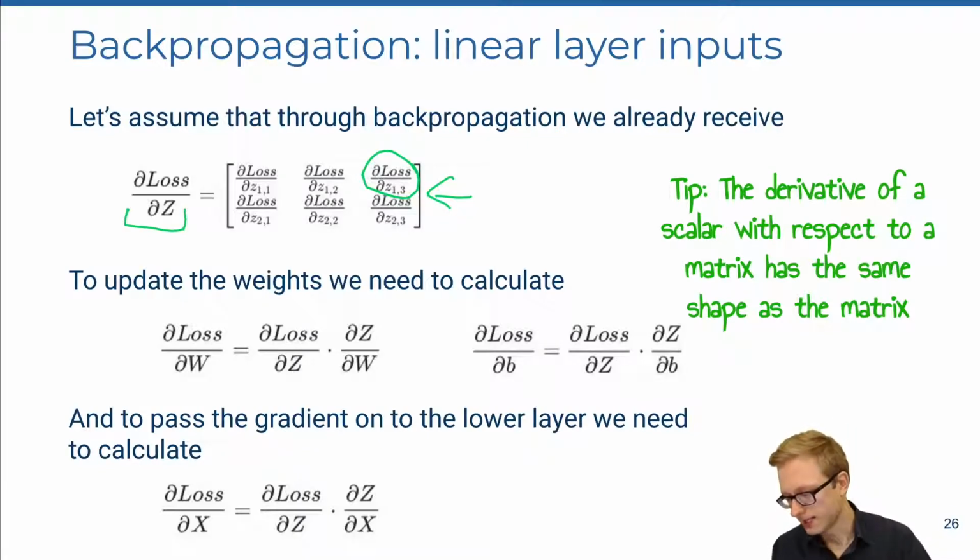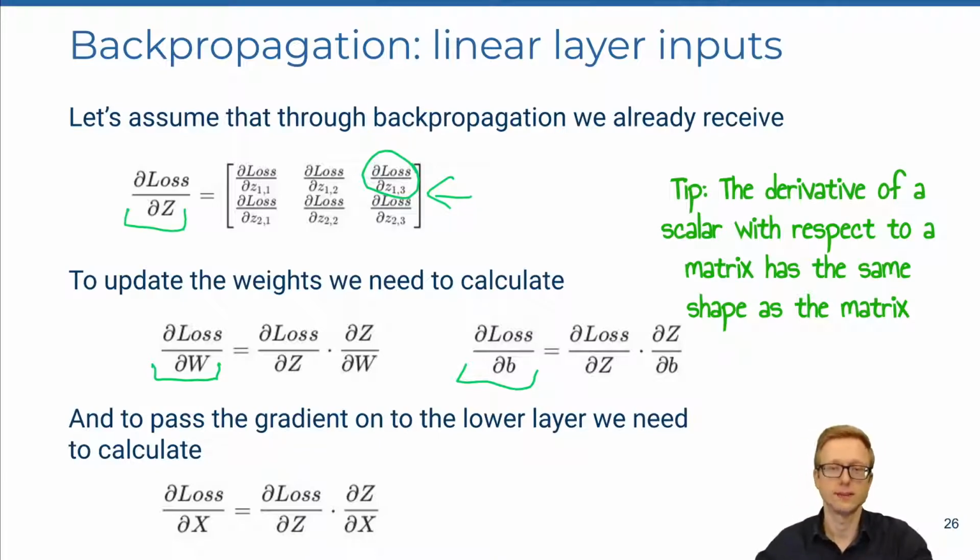Now, if we want to update our weights in this linear transformation, then we need two different partial derivatives. We need to find the partial derivative of the loss with respect to the weights, and the partial derivative of the loss with respect to the bias vector as well. And then in order to pass the partial derivatives or pass the gradient down to a lower level, we also need to calculate the partial derivative of the loss with respect to the input. So this is what the lower level will expect, so that it can calculate its own partial derivatives.